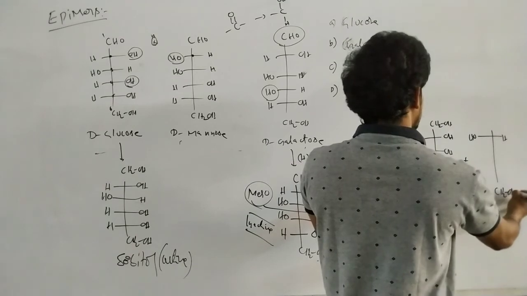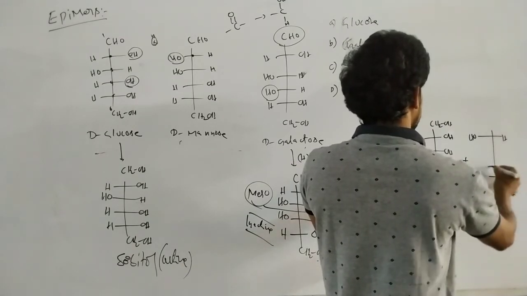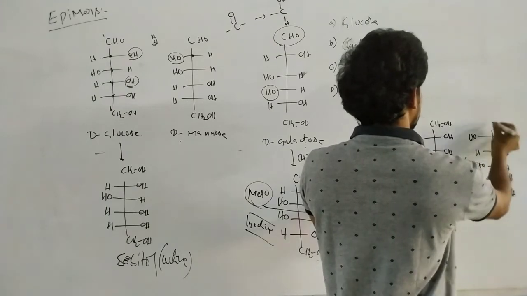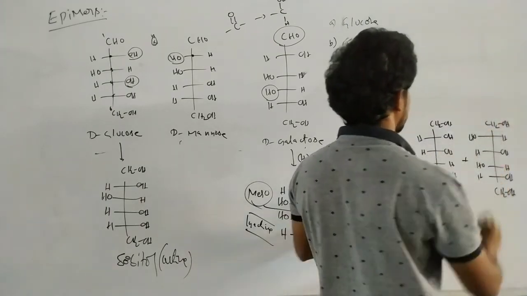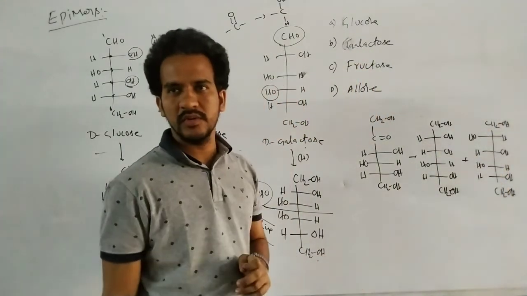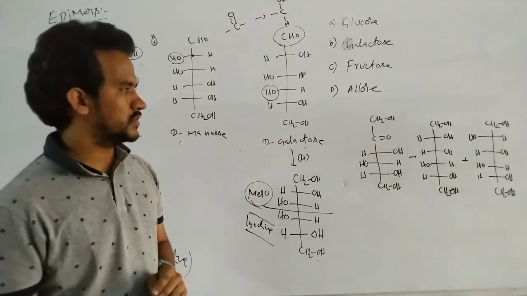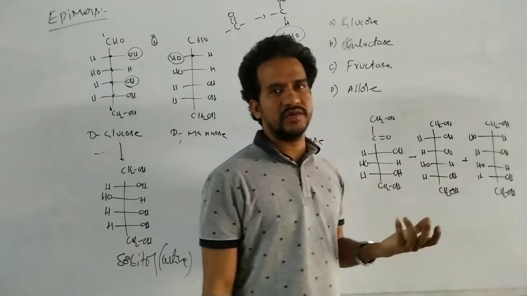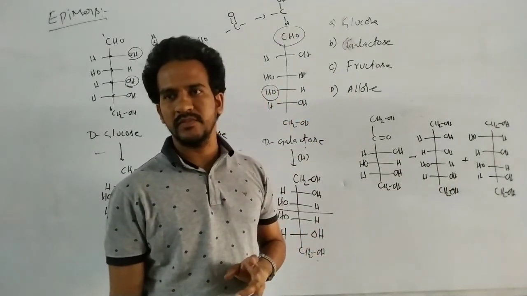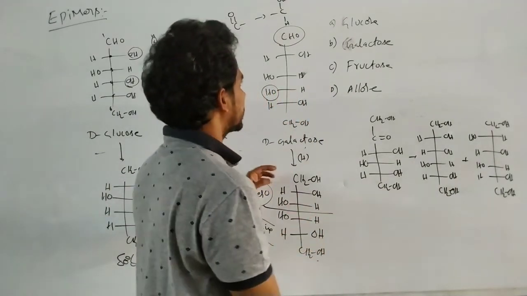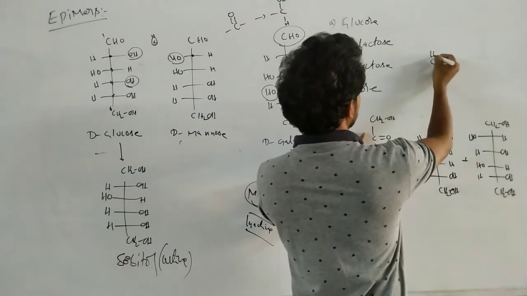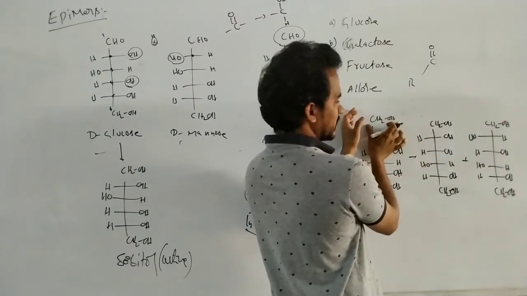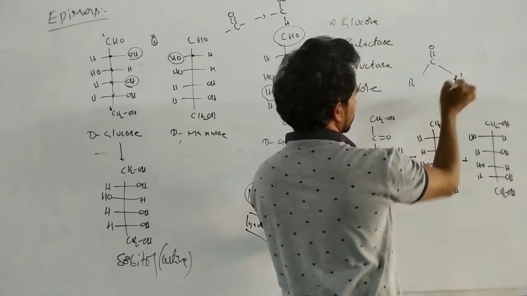That means here CH2OH, here OH, H, OH, hydrogen, this H, here CH2OH. So OH may be on the right side or on the left side. Whatever it is, we can get it, because that CO group is planar. Let us say CH2OH is one alkyl group, and the remaining one is the other alkyl group.